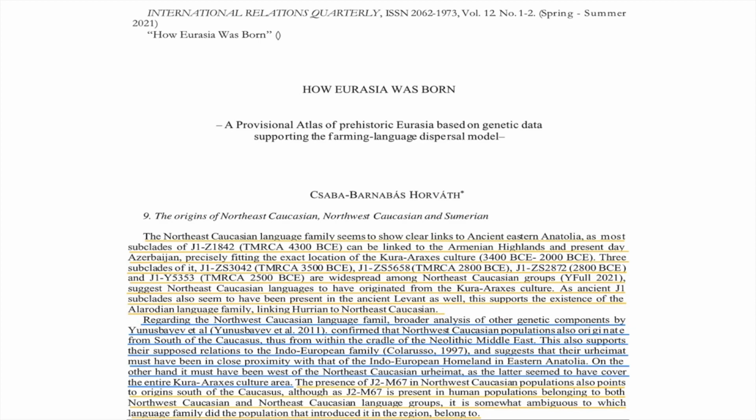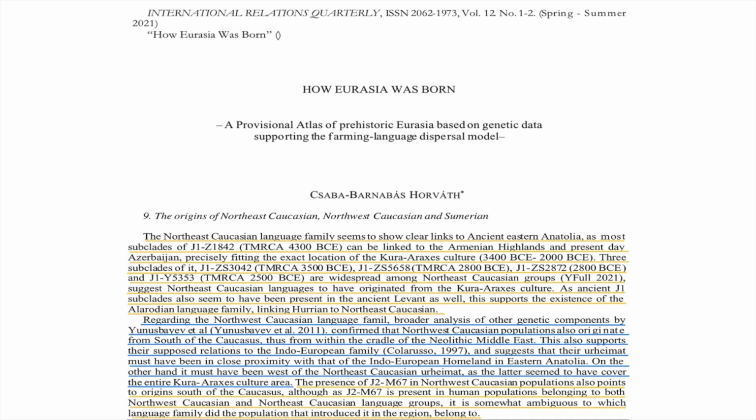And dealing with haplogroup J in ancient times, when we get closer to human populations that we can record better. It reads, the Northwest Caucasian language family seems to show clear links to ancient Eastern Anatolia, as most subclades of J1-Z1842 can be linked to the Armenian highlands in present-day Azerbaijan, precisely fitting the exact location of the core Araxes culture.